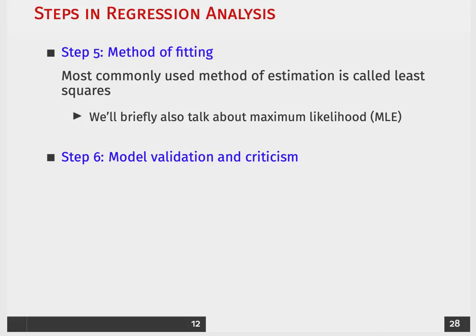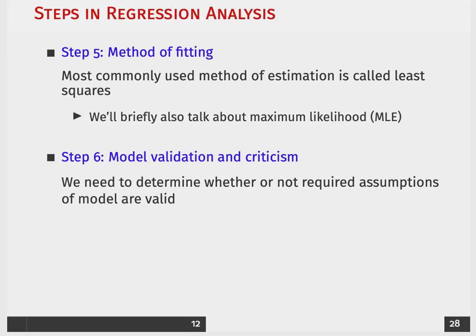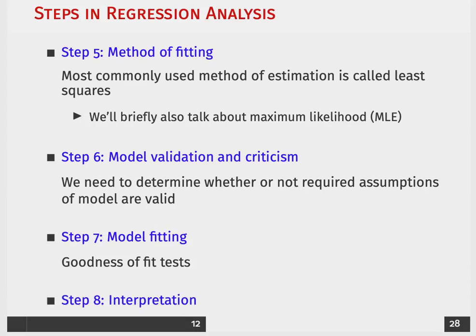Then we'll have to move on to the sixth step, which includes validating our model, making sure that we actually meet the required assumptions in order to have a valid model of the relationship between X and Y. Seventh, we're going to have to assess the goodness of fit from our model. And last, we'll spend a lot of time talking about how to discuss the results and interpret the estimates that we receive from whatever model we're conducting.